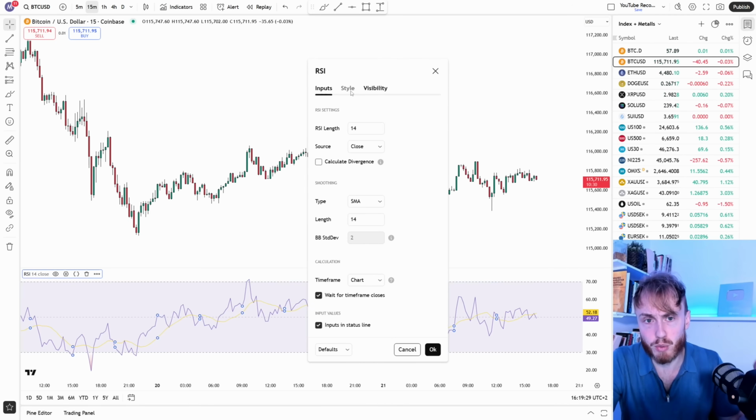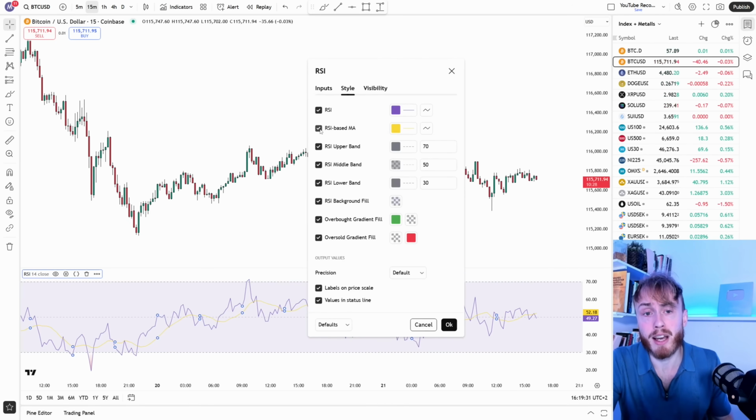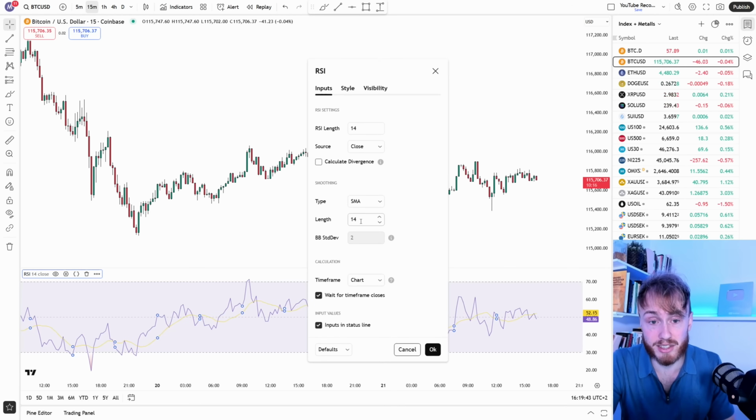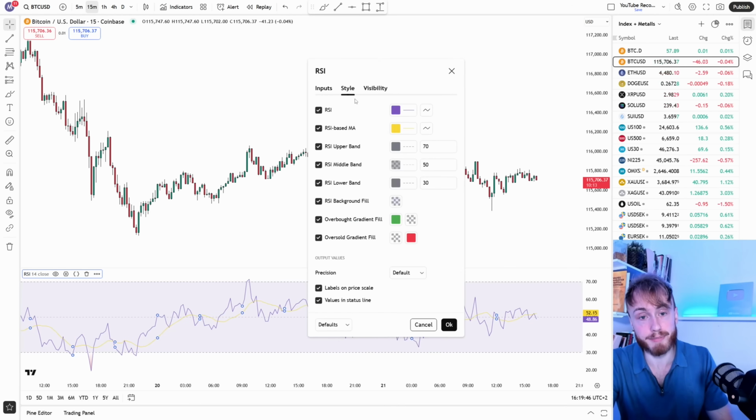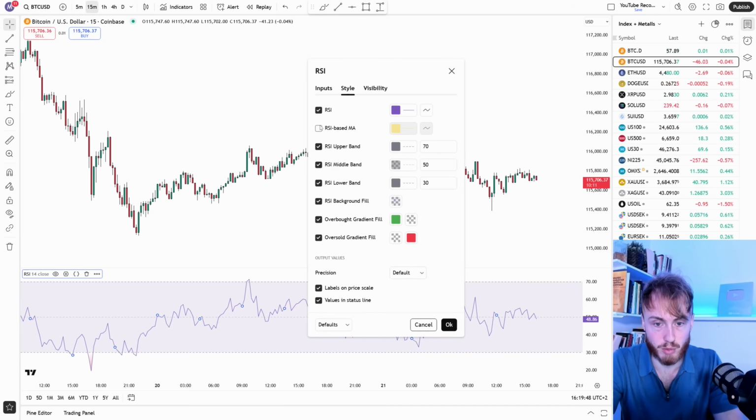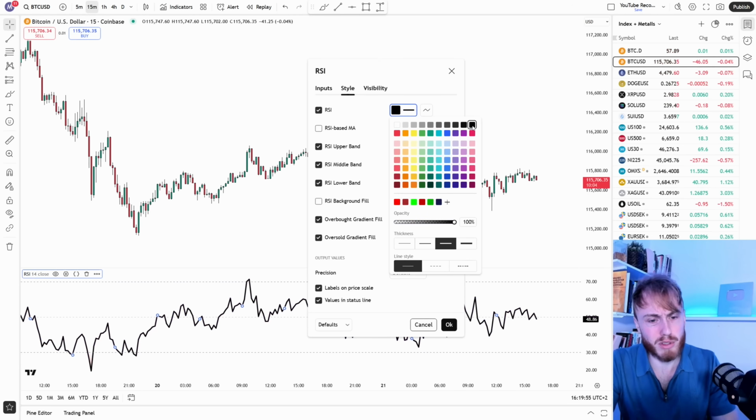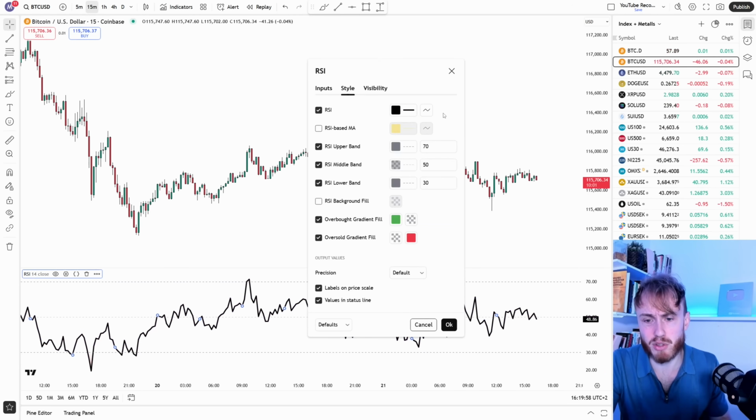The first thing I want to do is go to the style tab here and uncheck the RSI based moving average. The RSI based moving average shows you a line here, a yellow line, which is the average of the RSI. I think the standard setting here is that the length is 14, but I do want to uncheck this one. I also like to uncheck the background fill here to see it more clearly. And I tend to use a black RSI. I think it's super clear. So I changed the aesthetics to something like this, but you don't have to do this.